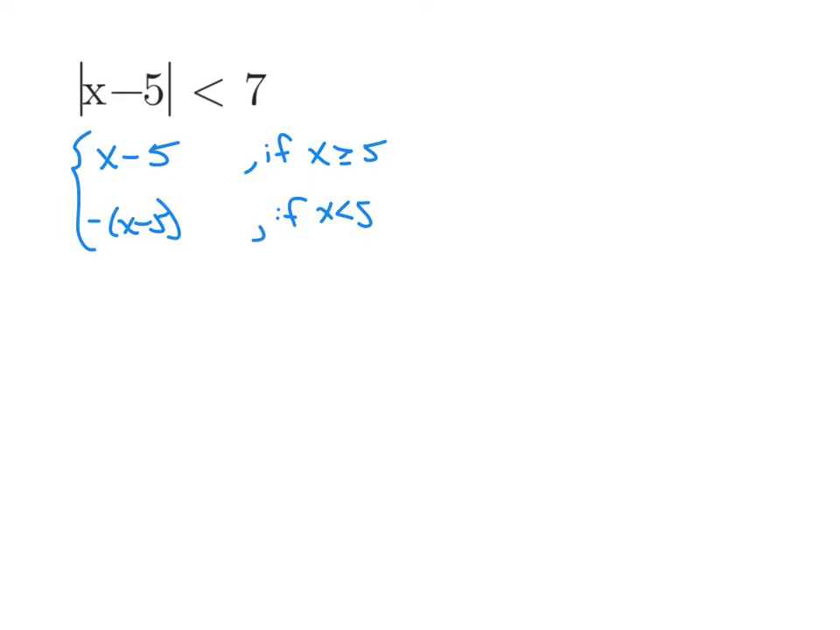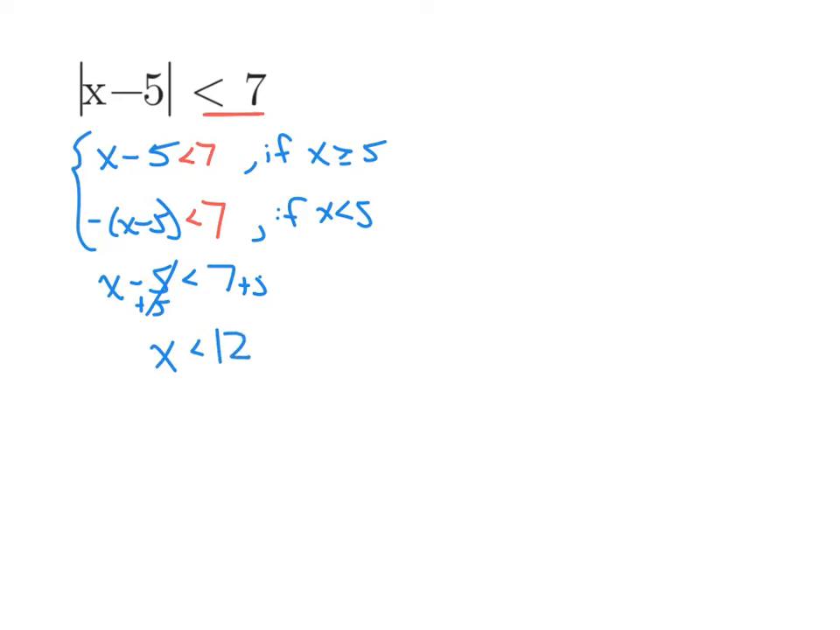Notice I left a space in there because now that we're dealing with an inequality, I'm just going to put in less than 7 on each of them. So we have two of these inequalities that we can solve. The first one being x minus 5 is less than 7. So we add 5 to both sides. And x would be less than 12.